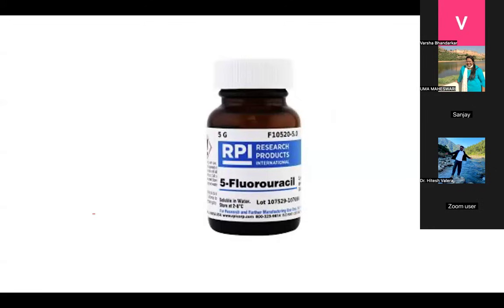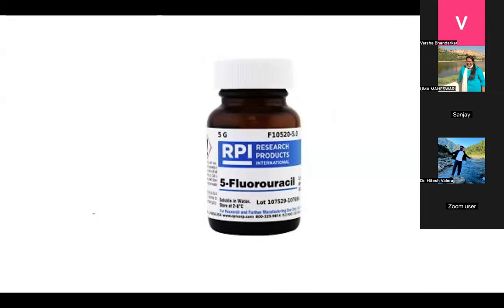Okay. So fluorouracil is usually given in the IV format, and it can also be given as a topical application in certain skin conditions, right? So that's the mechanism of action. It's given in IV form. It can also be given in topical form. Now coming to the indications where it's given, there's a wide range of indications.